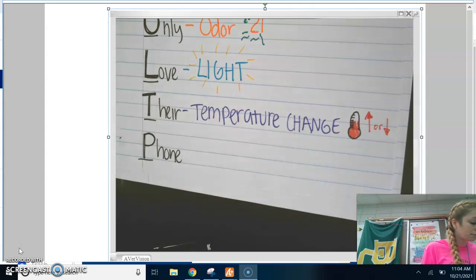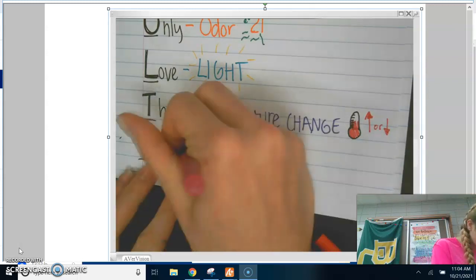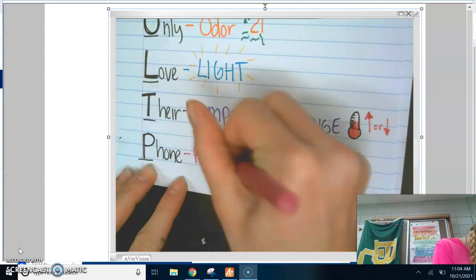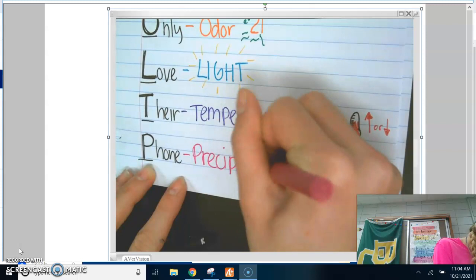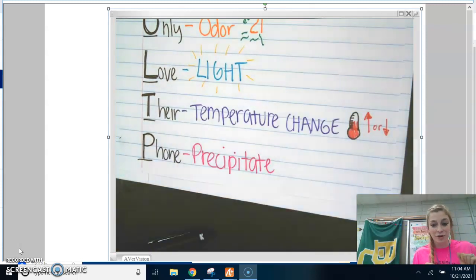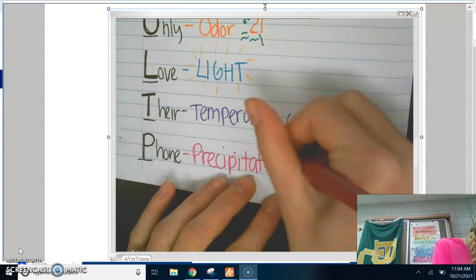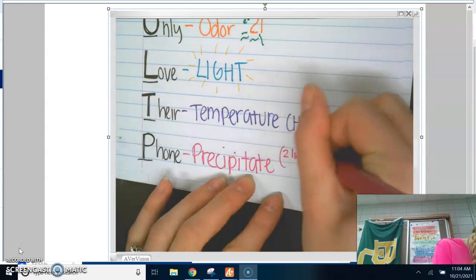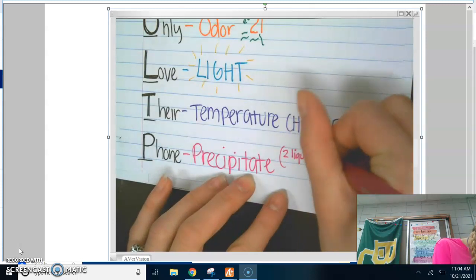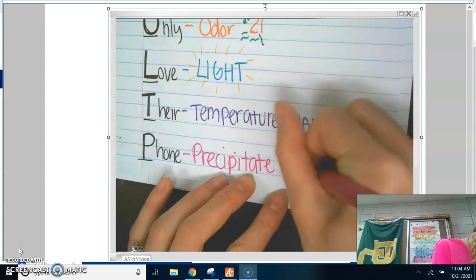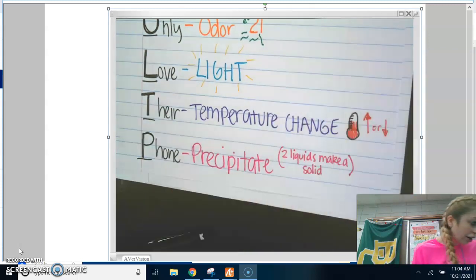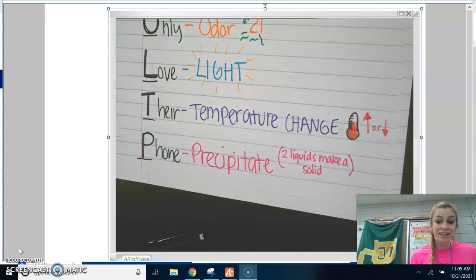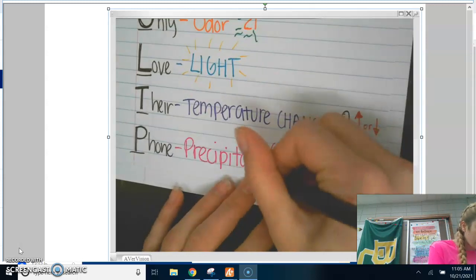Last one is one that I'm confident is brand new to y'all. This one is called a precipitate. This is not precipitation. This is not rain and snow. This is when two liquids make a solid. So there are times when you can combine two liquids together and then you get a solid. Sometimes that solid is a powder. Sometimes it's hard to see. And it's just a little powder. Sometimes it's a chunk. Sometimes we do see this happen in test tubes.